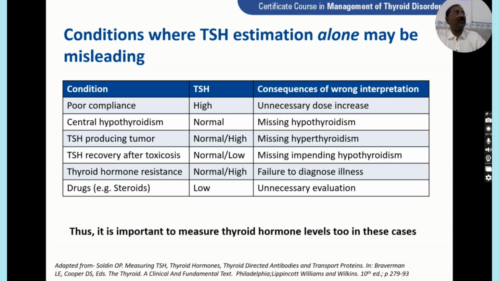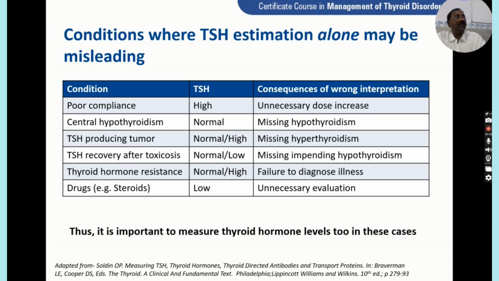So there is a failure to diagnose the illness. Drugs like steroids cause low TSH levels, so there is unnecessary evaluation when the patient is on steroid therapy. So it is important to measure thyroid hormone levels too in these cases. Don't think of TSH alone.